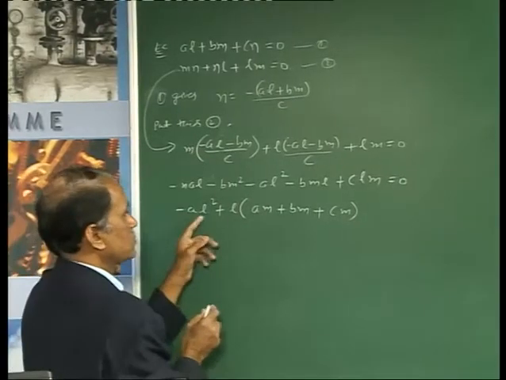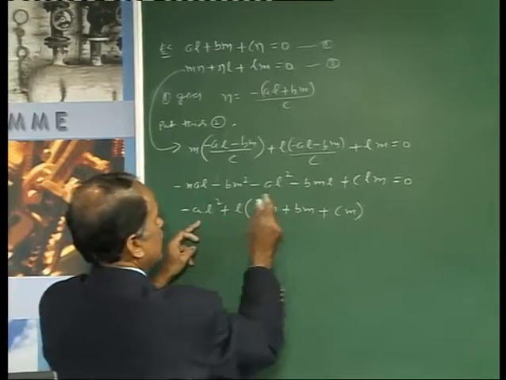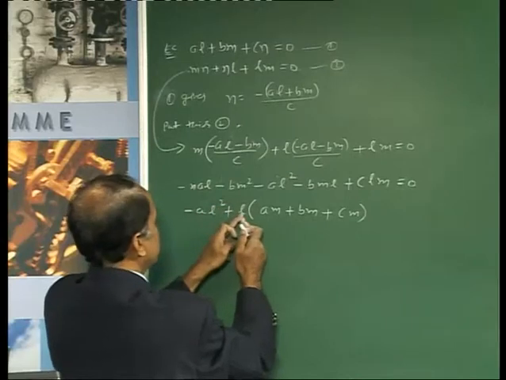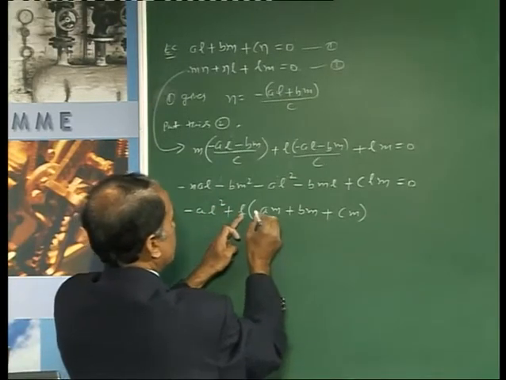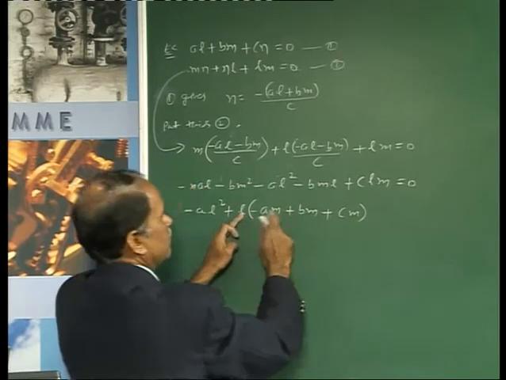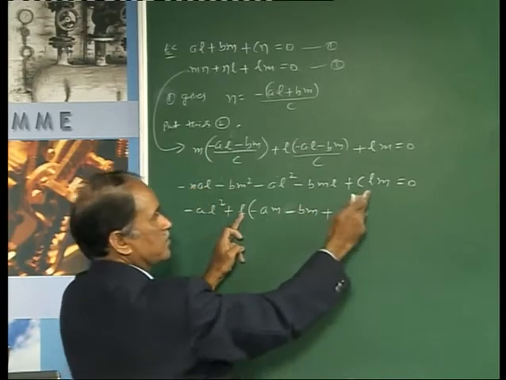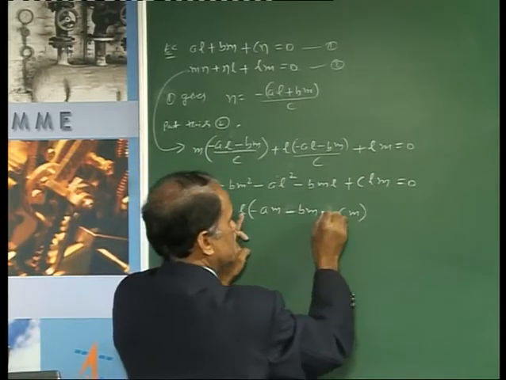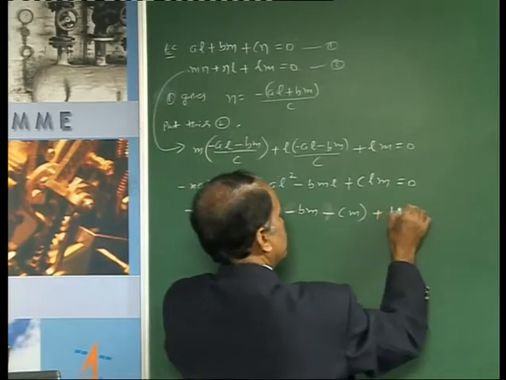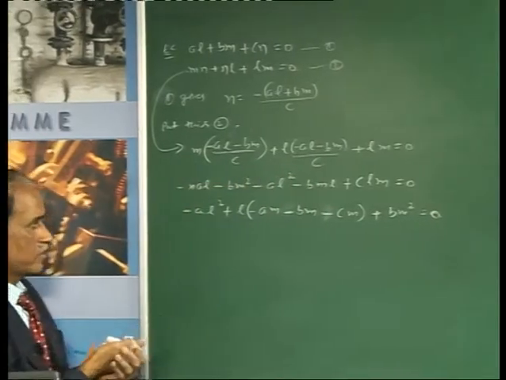Now, if I write AL square plus L plus C is equal to 0, a quadratic function. AL square, this I am keeping in the first position. So, L if I take outside, minus AM, minus AM, okay, then L I am taking minus BM, this is another term, L if I take minus CM, and another term which is left with me should be B into M square is equal to 0.